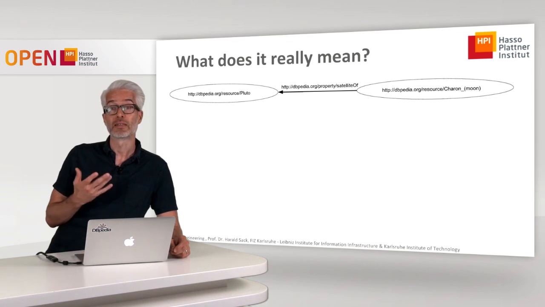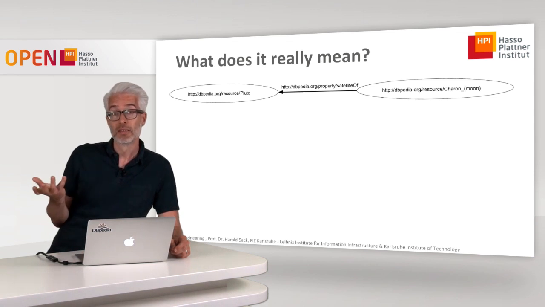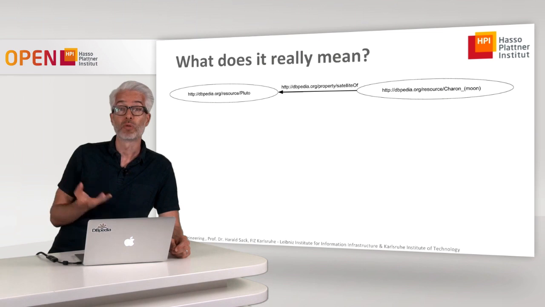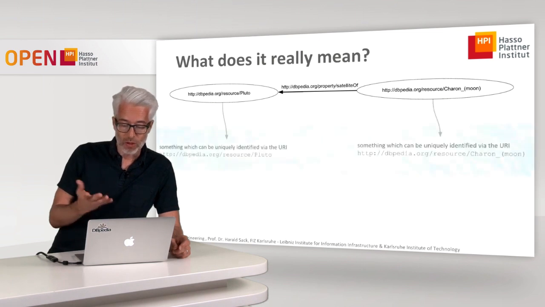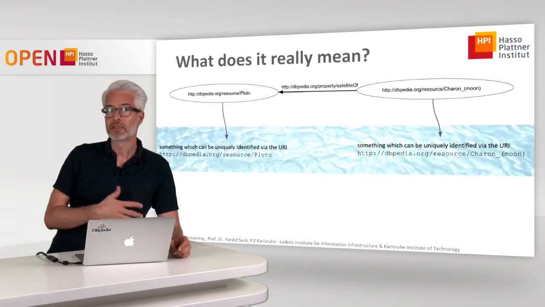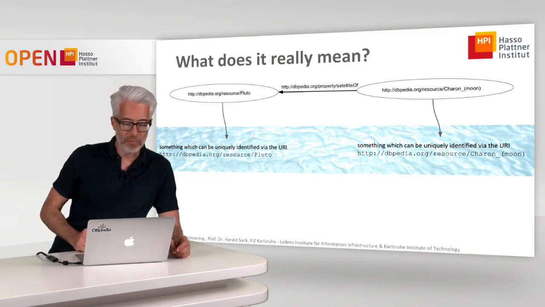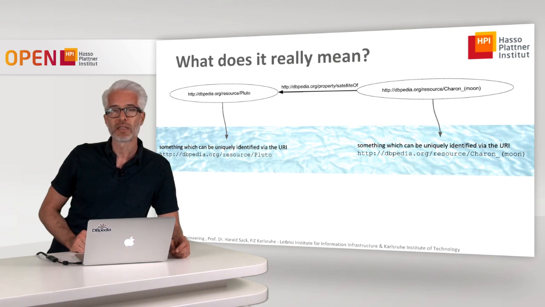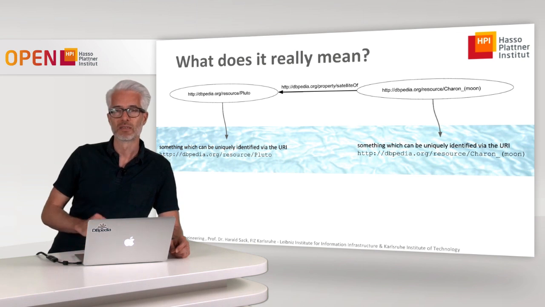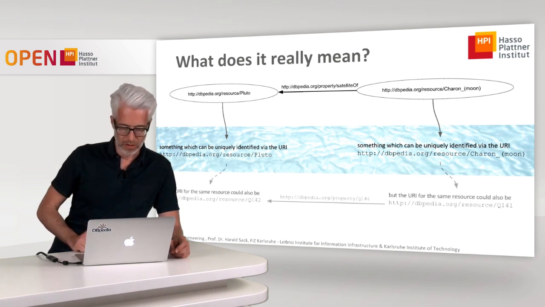We have a standard triple here. We say Charon is the satellite of Pluto. But we could also, of course, use completely different URIs, which are not self-speaking. So here, something which can be uniquely identified via the URI Pluto is connected to something which can be uniquely identified via the URI Charon, the moon.